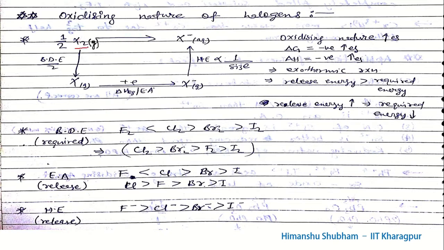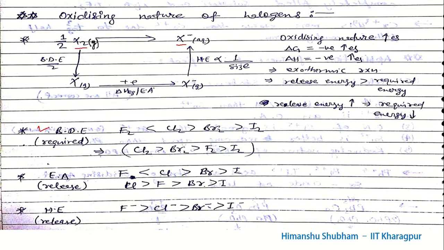Now we will start with X2 and we will have to go to X minus aqueous. First of all, we will have to break the bond in X2, and for this we will require bond dissociation energy. Next we'll have to add an electron to X gas, and this is associated with electron affinity, which would be the energy released. And next we'll have to hydrate that anion to form X minus aqueous, and here we'll have hydration energy, which will again be a released energy. So we have three different kinds of energy for the conversion of X2 to X minus.